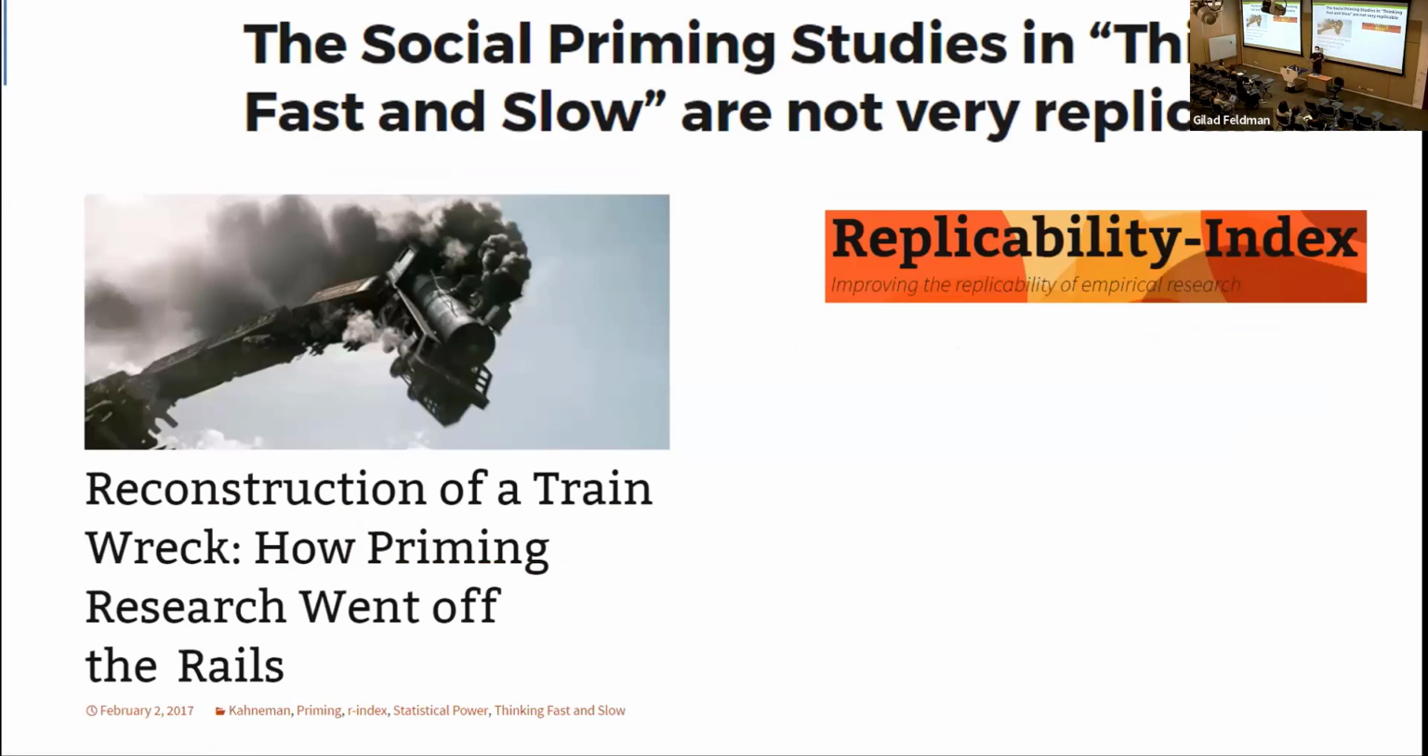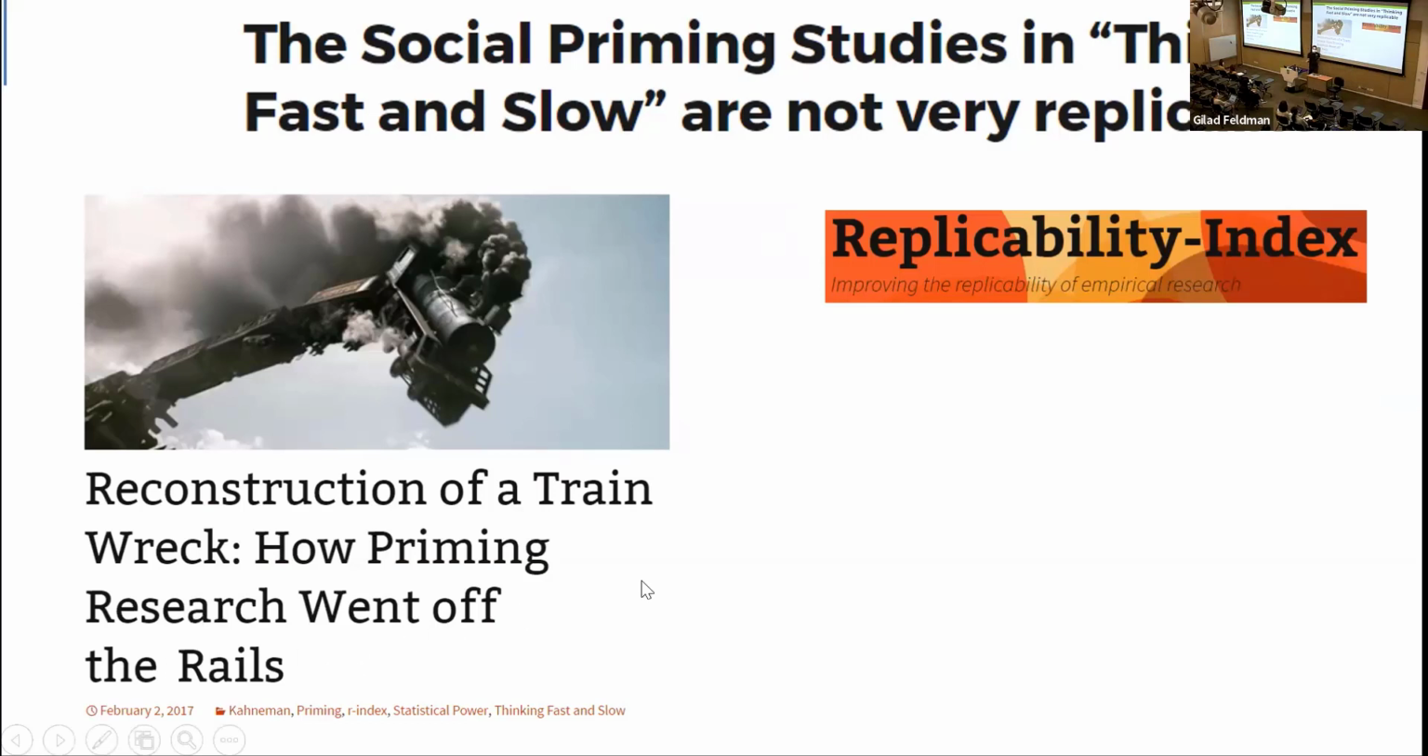So what led to the exposure of this email? Uli, who does this blog, it's called Replicability Index, devised a statistical method in order to look at how robust a finding is. And he analyzed the chapter in Daniel Kahneman's book about priming. He looked at all of the literature over there. He put in all the p-values, the effect sizes, and he made an analysis of how likely this is. And he came to the conclusion, this chapter is a disaster. Almost everything in there doesn't seem to be solid. So: Reconstruction of a Train Wreck: How Priming Research Went Off the Rails.